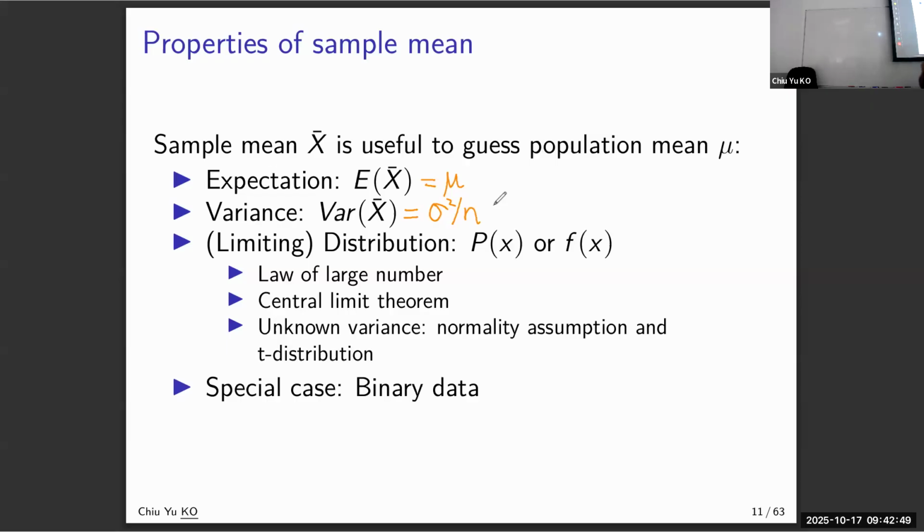Okay, but we'll focus on simple random sample. So the variance is very simple. It's just sigma squared over n. And the next thing we will talk about is the case when we have a large sample. The reason is that if you don't make any assumption on how the population distribution looks like, then you can't say too much. Okay.